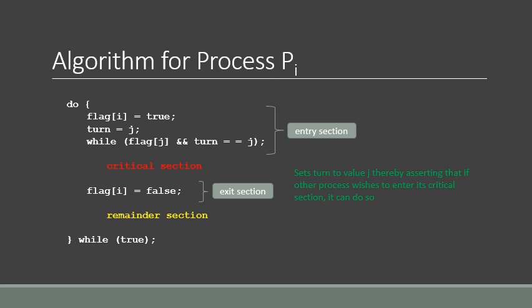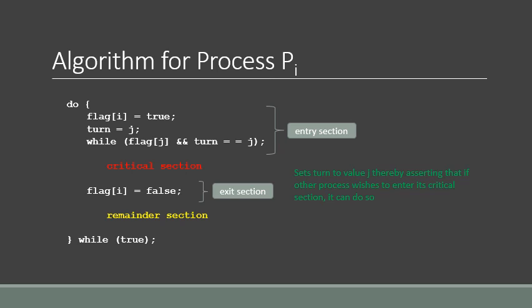This means process Pi assumes that process Pj also wants to execute its critical section, and process Pj is ready to enter its critical section. Hence, process Pi sets turn to value j so that process Pj could execute its critical section next.